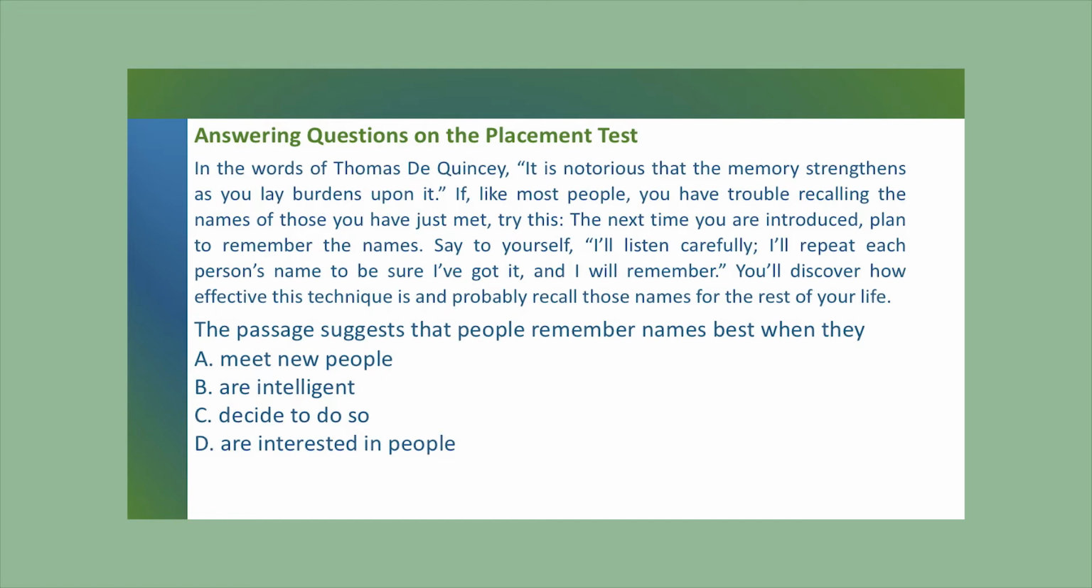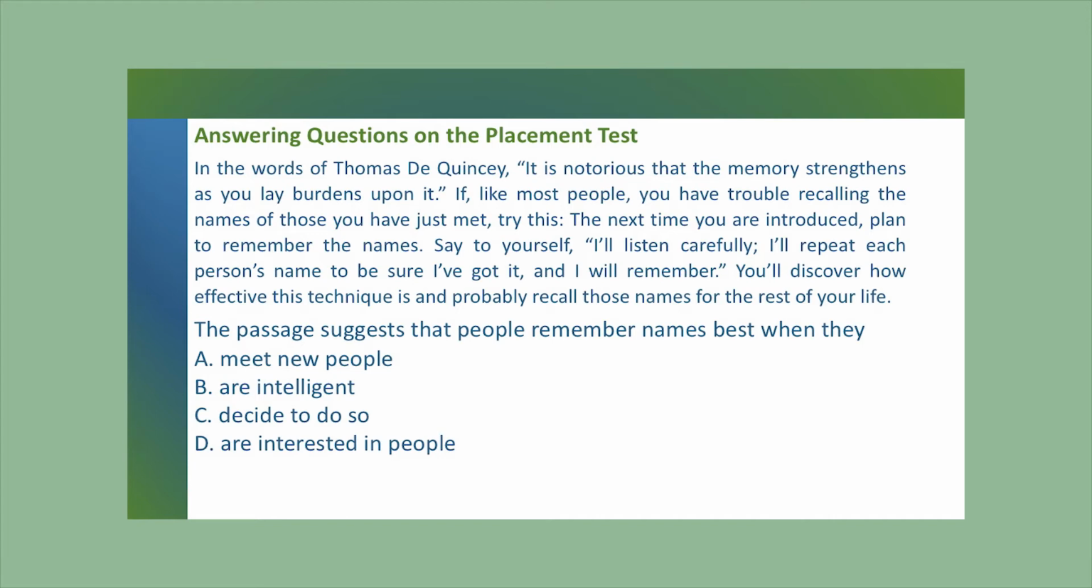Meet new people. Do you remember names best when you meet someone for the first time? You probably have been at a party before or an event. You talk to someone, they say their name, and you forget right away. It's probably not going to be A. B, are intelligent. No, that's probably not true either. Intelligence has nothing to do with remembering names usually.